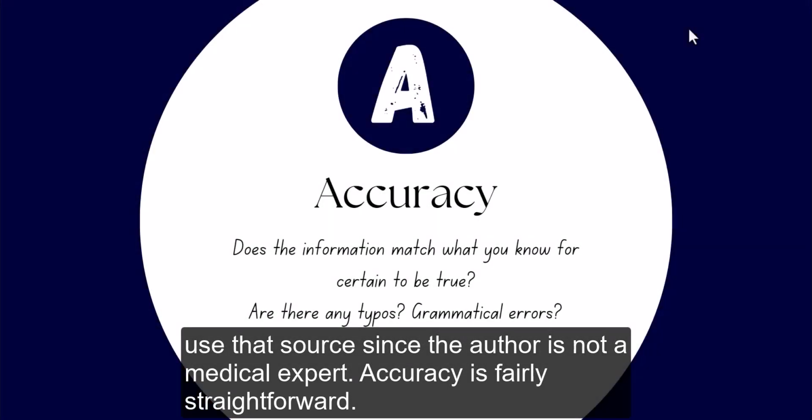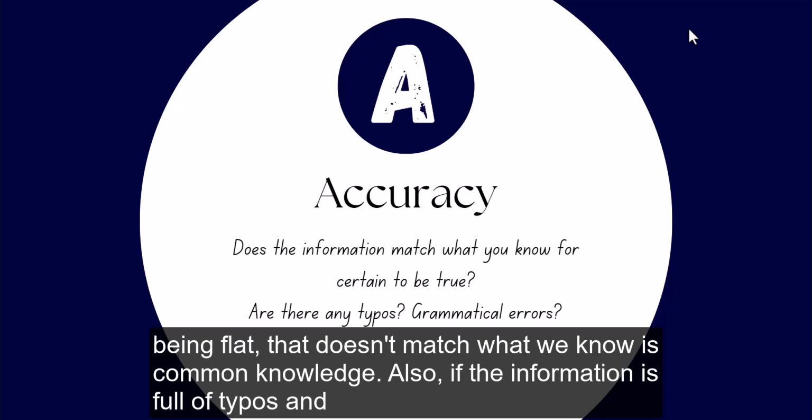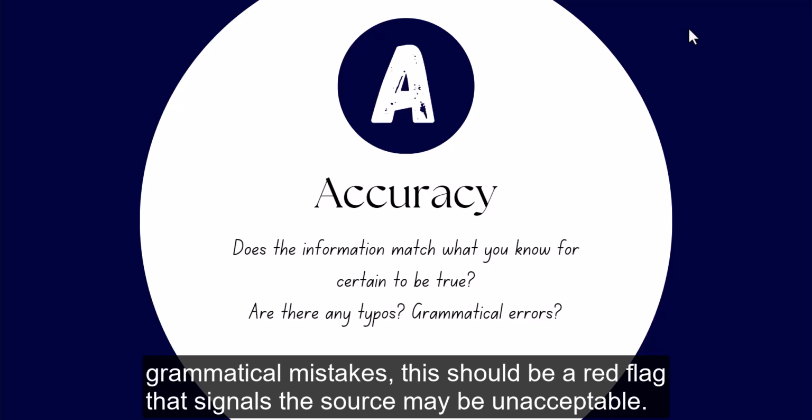Accuracy is fairly straightforward. Does the information match what you know to be true? For instance, if an article on global warming discussed the Earth being flat, that doesn't match what we know as common knowledge. Also, if the information is full of typos and grammatical mistakes, this should be a red flag that signals the source may be unacceptable.